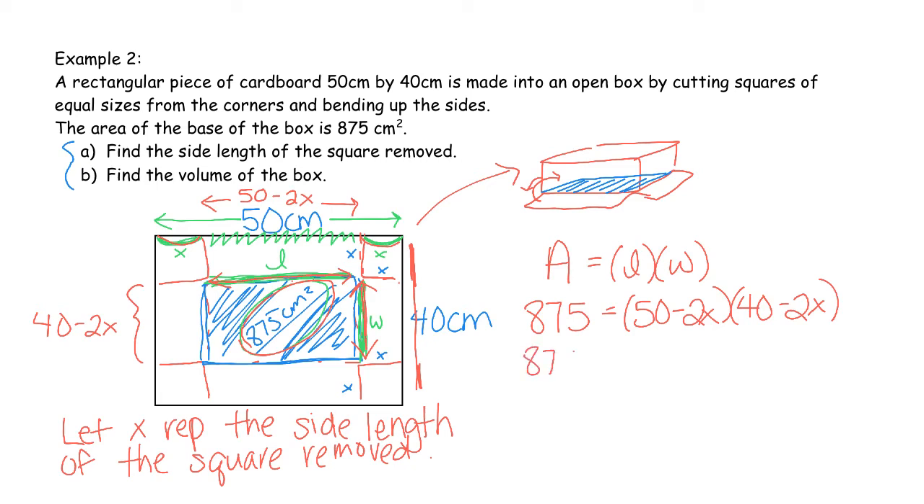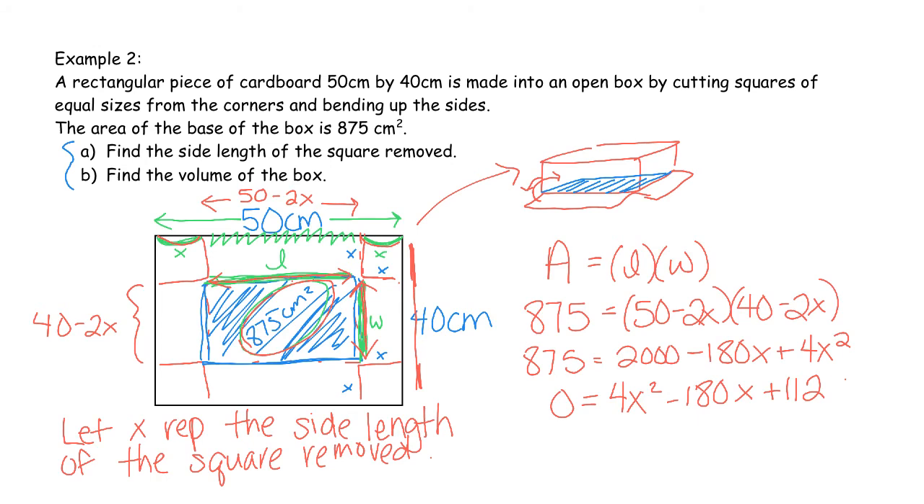So I get 875 is equal to 2000, and then I'm going to do minus 100x and then minus 80x. So we get minus 180x plus 4x squared. And I move that 875 to the other side and subtract it and rearrange it. So I'm going to have 0 is equal to 4x squared, minus 180x plus 1,125. So I have an equation. I'm ready to solve.